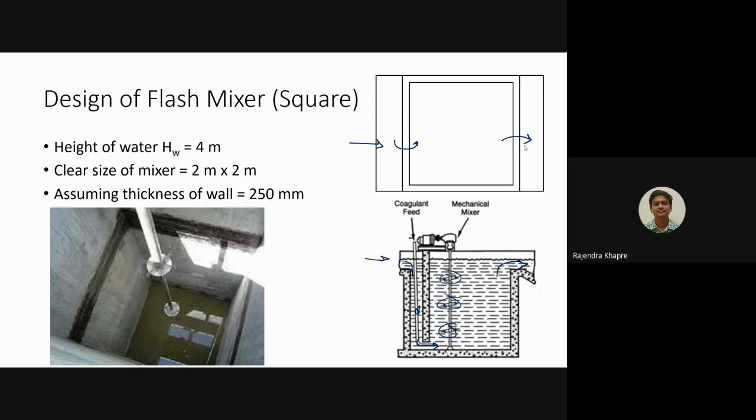So earlier we have assumed the height as 4 meter. Here also I am assuming the height as 4 meter. In the previous one we have assumed the diameter as 2 meters. Okay, here I am assuming the square shape which is having 2 meter by 2 meter. Okay, and here the thickness we have to assume slightly more. Okay, why? I'll tell you.